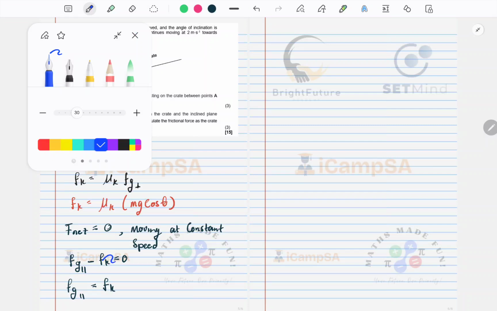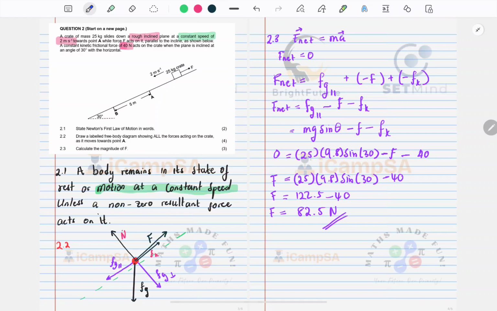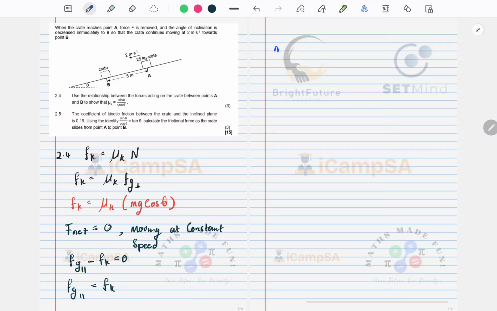What have I done here? I just took Fk to the other side, right? So if we then move, we are going to say Fg parallel. Remember, what is Fg parallel? This is Fg parallel here. That means we have mg sine theta equals Fk. Fk we already have here, which is mu k times mg cos theta, right?